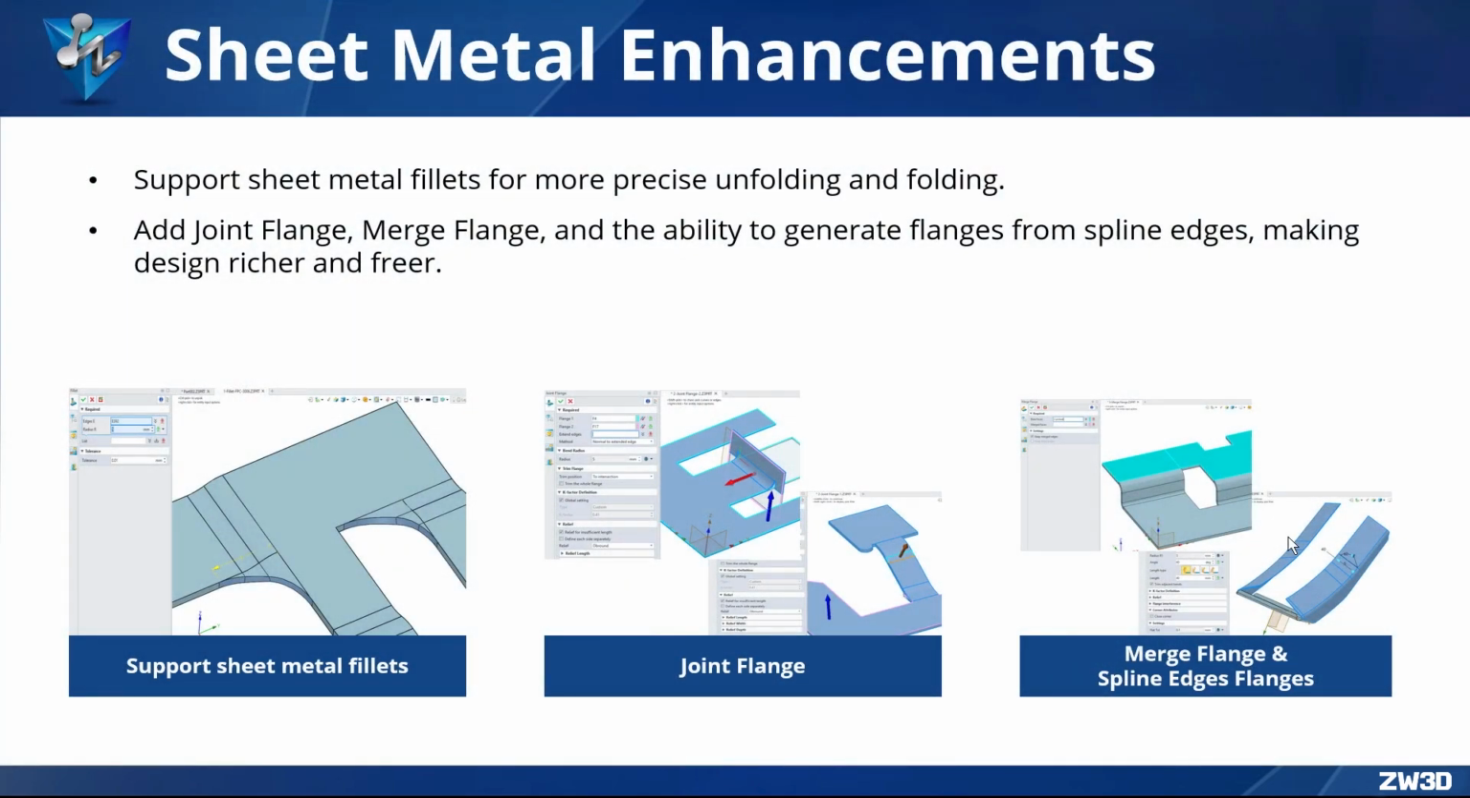The new version of the sheet metal module focuses on deep feature optimization. It supports sheet metal fillets, joint flange, merge flange, and generating flanges from spline edges. It makes results more precise and design richer and freer.